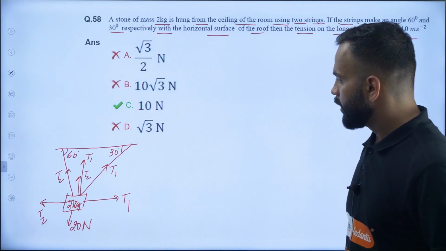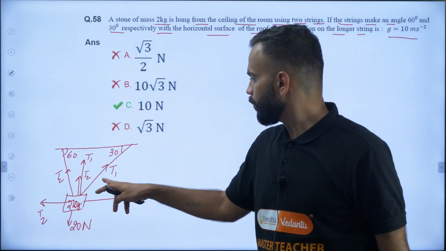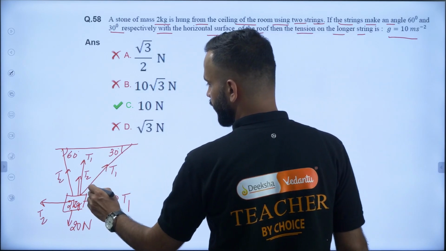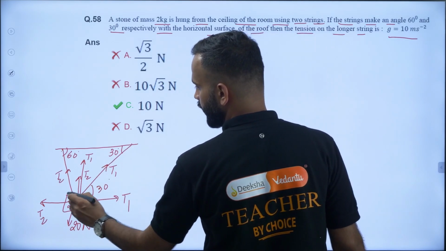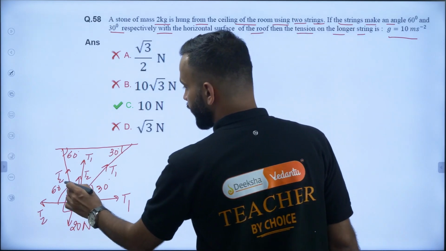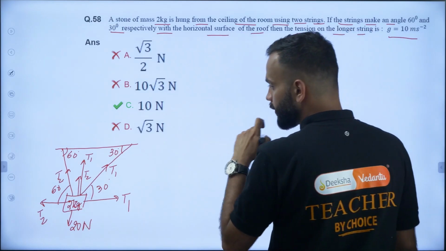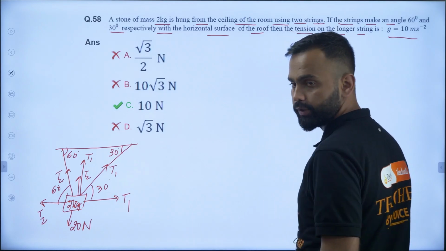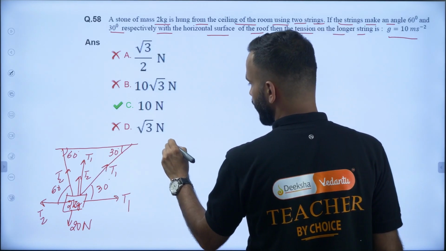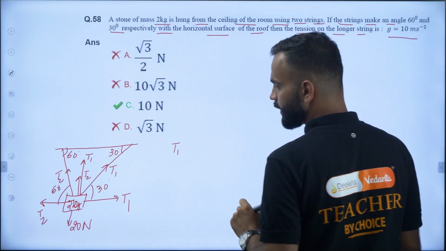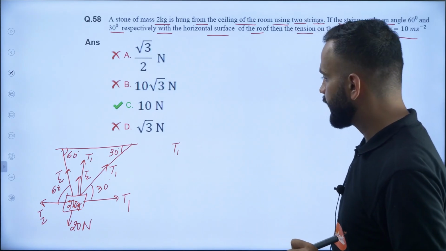Understood? So what is the vertical component of T1? This angle is 30 degrees, so this angle will also be 30 degrees. Sorry, 60 degrees, right? So the vertical component of the first one will be T1 sine 30 degrees, isn't it?